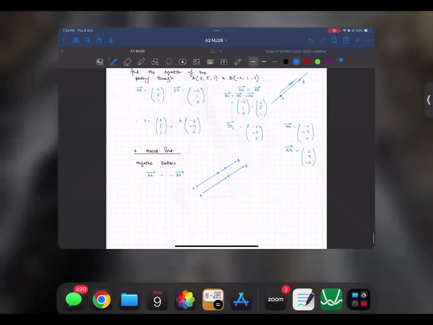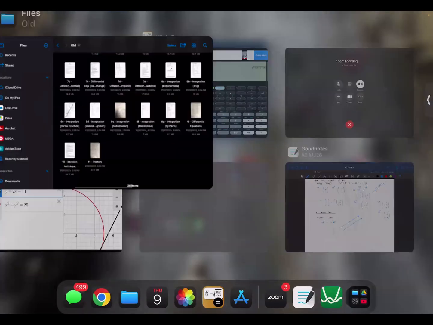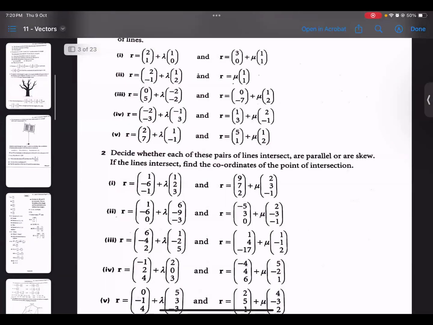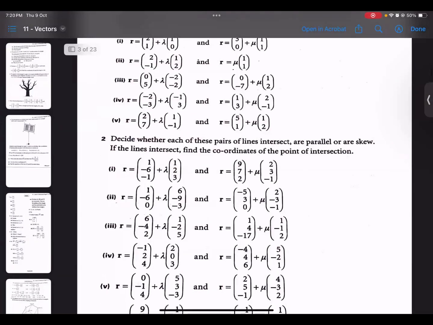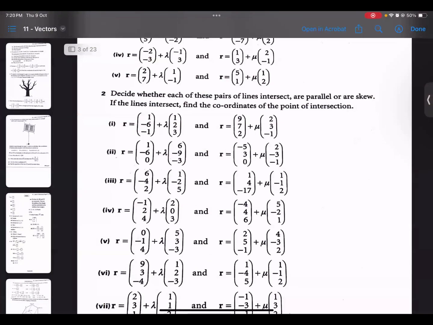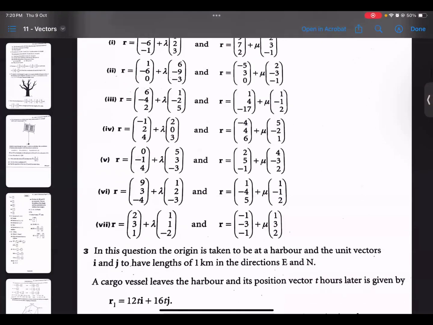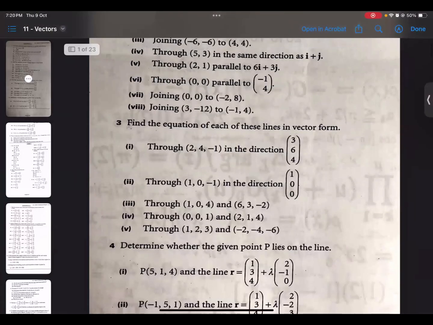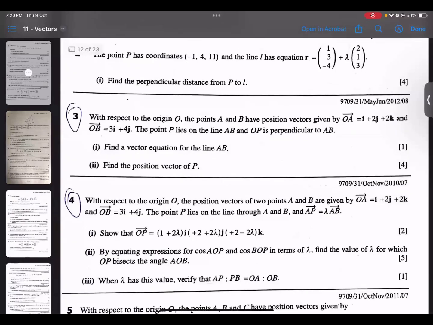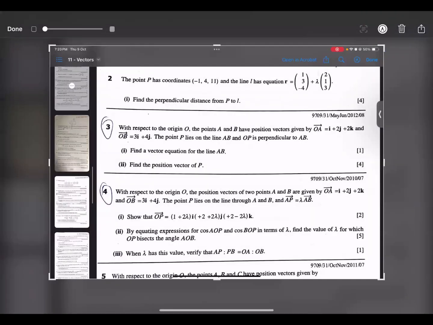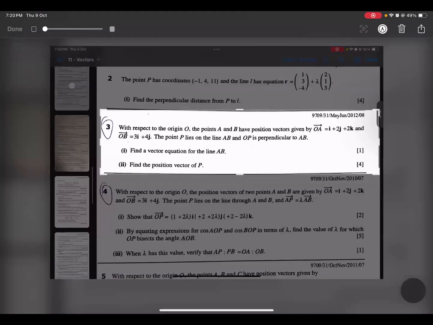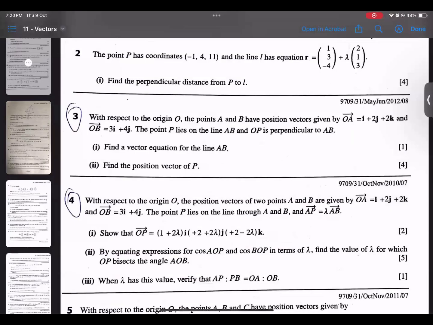Okay, let's open up some past papers. You would have it over here. Decide whether each of the points are intersecting, parallel, or skew. I'll tell you what this is: finding the equation of the line. Where is the equation of the line? Okay, look at this one. Part B, we won't do right now. The first part is relevant to us because that's what we have done.